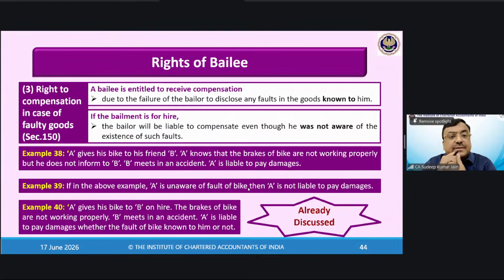Right to compensation in case of faulty goods. A bailee is entitled to receive compensation from the bailor for the failure of the bailor to disclose any fault in the goods known to him, that is for gratuitous bailment. And if the bailment is for hire, non-gratuitous, the bailor will be liable to compensate even though he was not aware of the existence of such faults. We have discussed these examples in the part on the duties of bailor. Already discussed. I am not taking them once again.